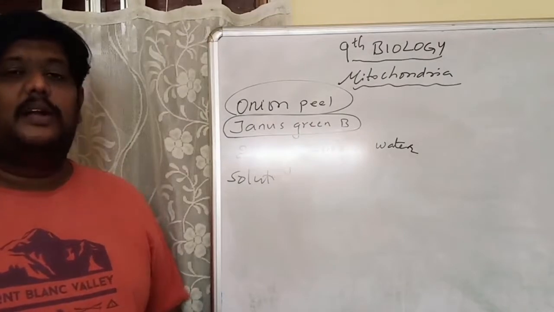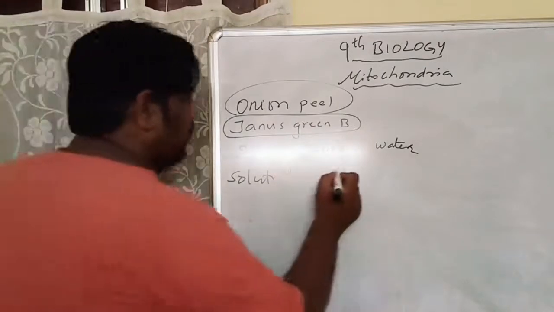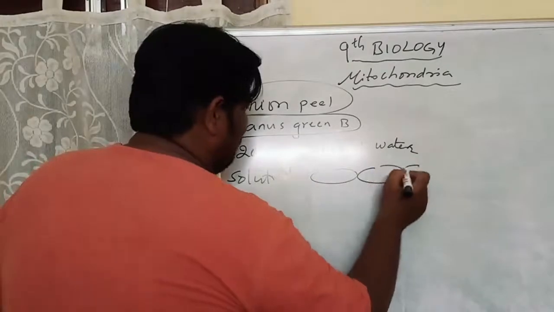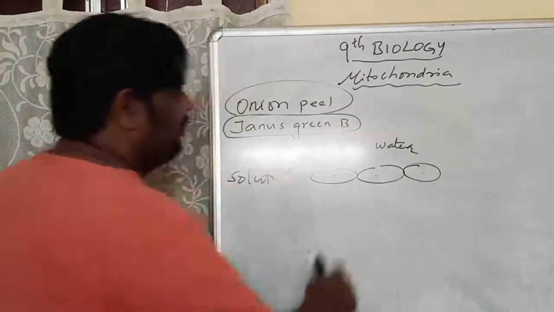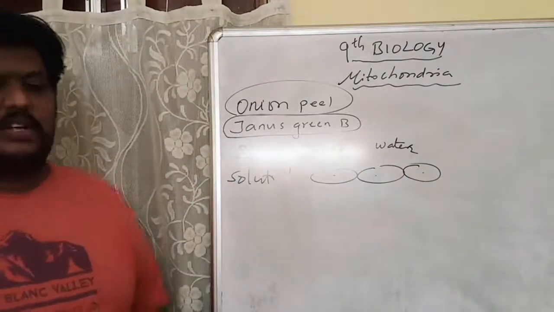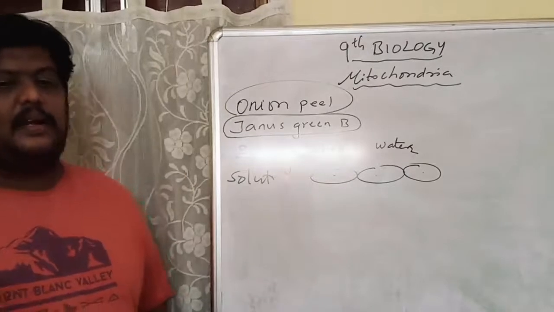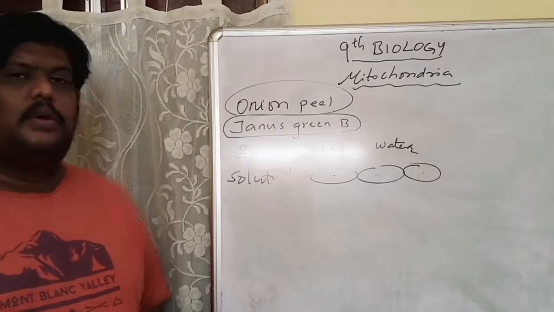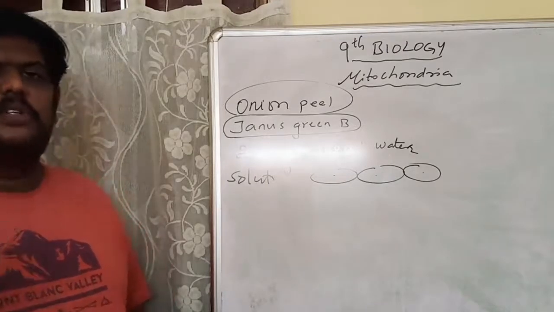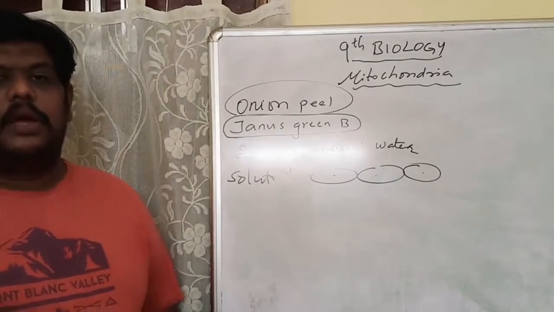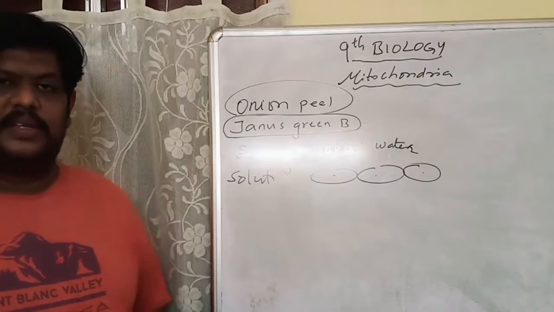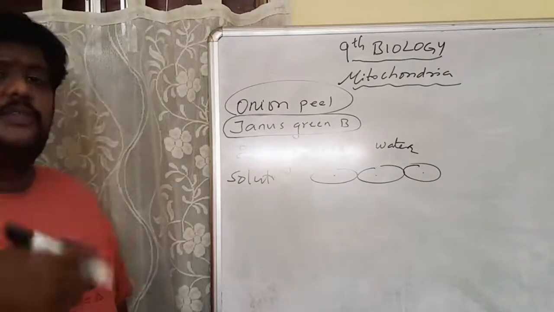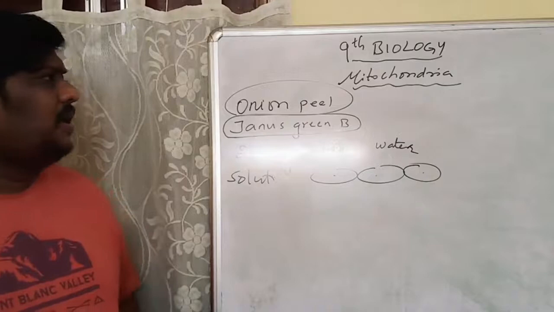Once you observe under the microscope, you will be able to see the cells and also some dot-like structures, and these structures are nothing but our mitochondria, today's topic. Now what is the use of mitochondria? Why are we talking about the mitochondria in such a way? How is it useful to us? That is what we are going to learn now.